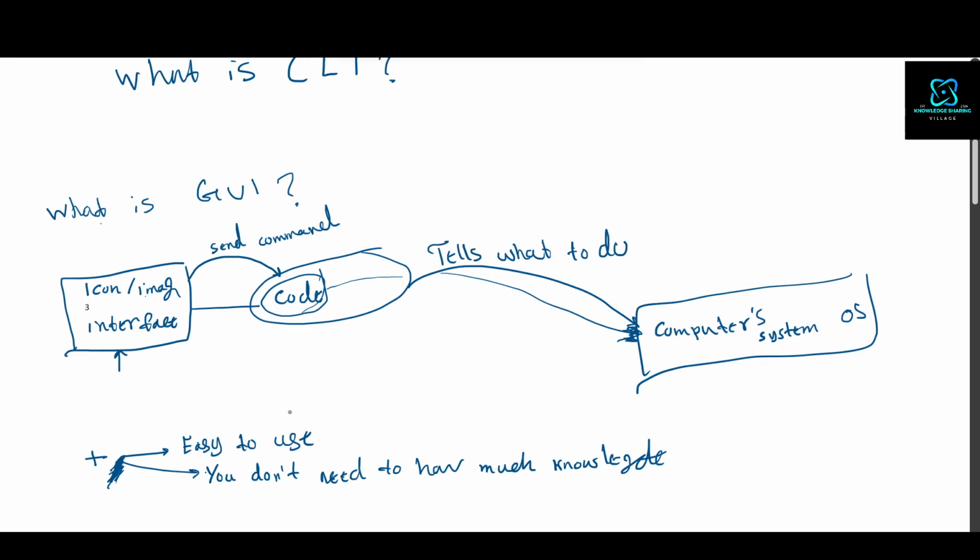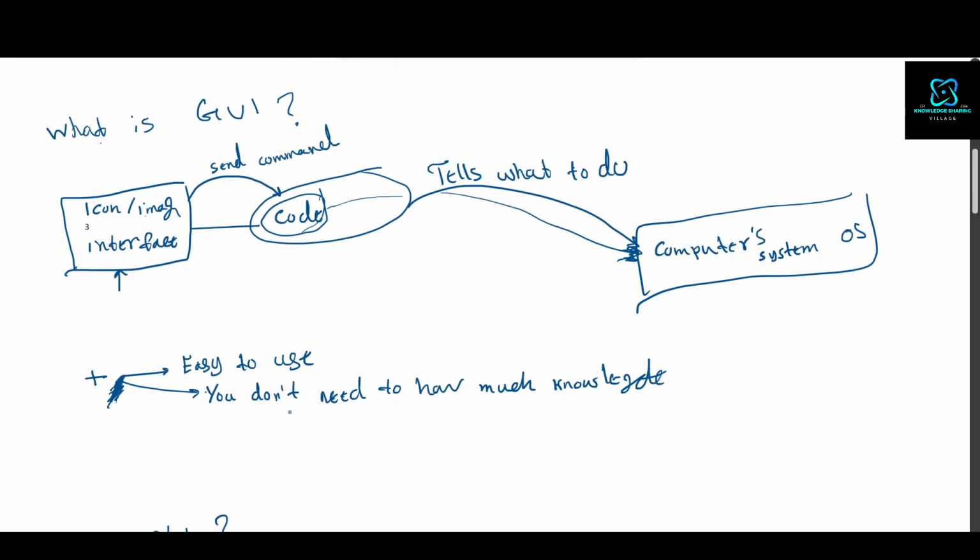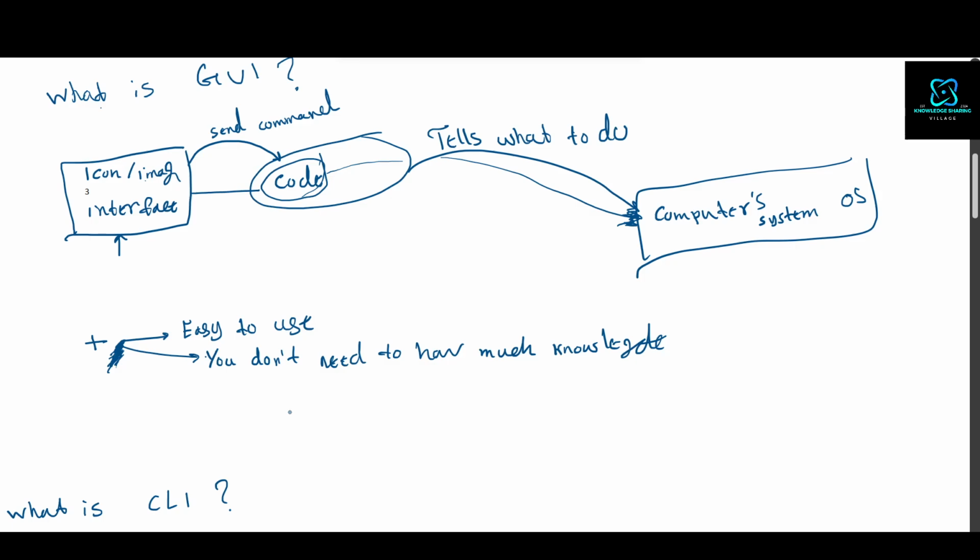Okay, now we have basic knowledge of what is graphical user interface. Basically, you click on an image or icon, then that image or icon sends a command to code. That code then tells your operating system to do that task that you want to do.